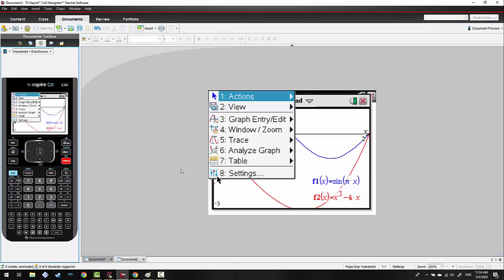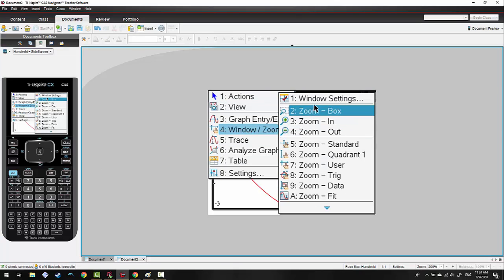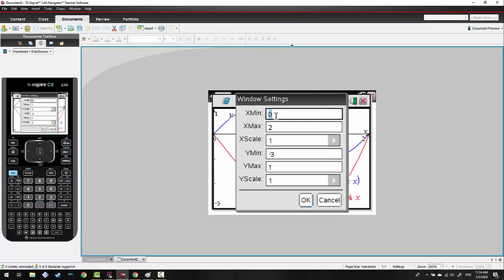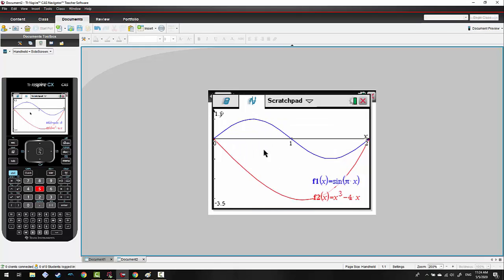Now, sometimes it helps if you give yourself a little bit of leeway on the graph. So on my y, I'll make y min -3.5, and I'll make my y max 1.5, just so I get a little bit of extra room here. It's up to you on how you decide to set it.